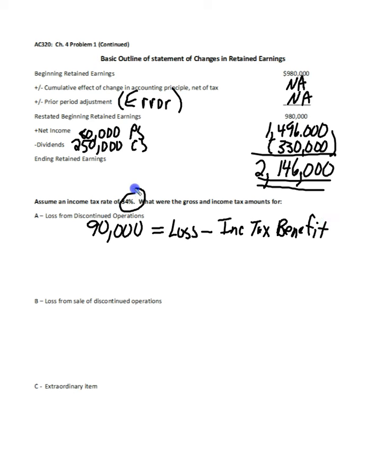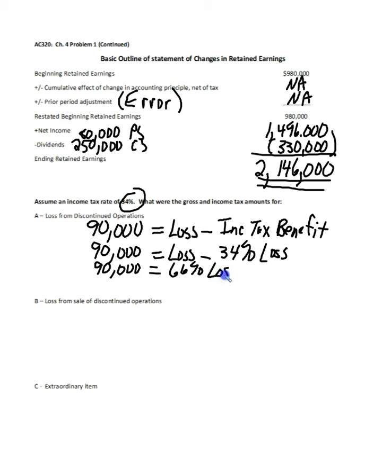Okay, and recall we said it looked like they roughly had an income tax rate of 34%. So that means that 90,000 equals the loss. The income tax benefit is 34% of the loss, right? Because to get the income tax effect, we take the loss times 34%. So 90,000 equals 100% of the loss minus 34% of the loss, which is 66% of the loss.